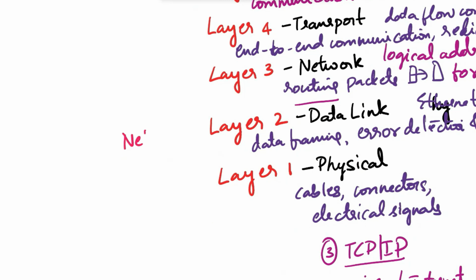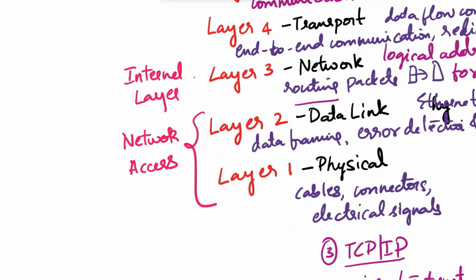First is the network access layer. In TCP/IP, this layer combines the functionalities from both the physical and data link layers of the OSI model. So it deals with network hardware, device addressing, that is MAC addresses for example, and data link protocols, for example Ethernet. Next is the internet layer, which corresponds to the network layer of the OSI model. It handles logical addressing like IP addresses, routing, and packet forwarding.